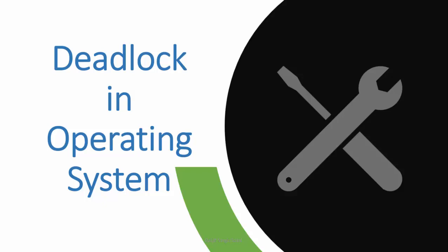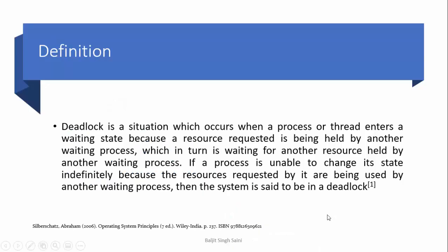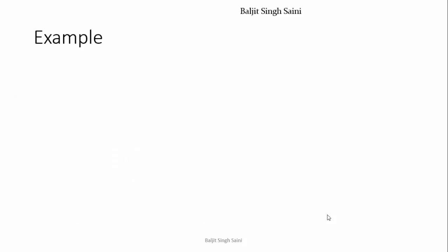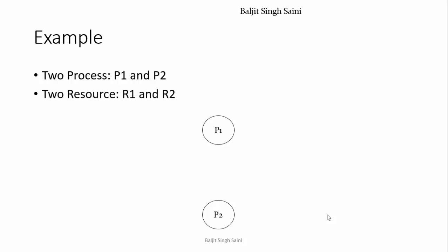Hello everyone. The topic for today is deadlock in operating system. So before getting into the definition of what is a deadlock, I explain you the concept with the help of an example. Let us suppose now that there are two processes P1 and P2 and there are two resources R1 and R2.